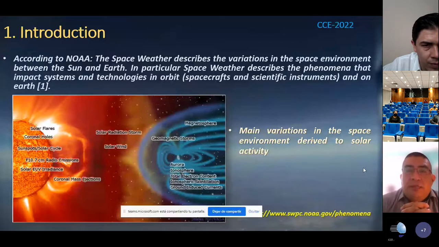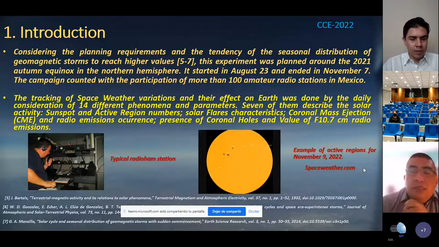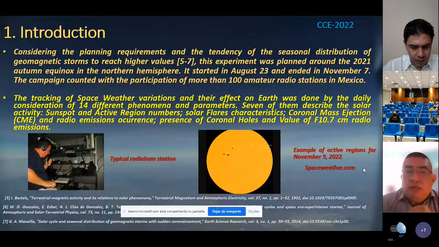Considering the planning requirements and the tendency of the seasonal distribution of geomagnetic storms to reach higher values, according to references 5 to 7 described below the slide, this experiment was planned around the 2021 autumn equinox in the northern hemisphere. It started on August 23 and ended on November 7. The campaign counted with the participation of more than 100 amateur radio stations in Mexico. The tracking of space weather variation and their effects on Earth was done by the daily consideration of 14 different phenomena and parameters.